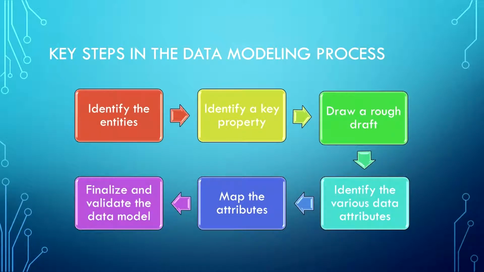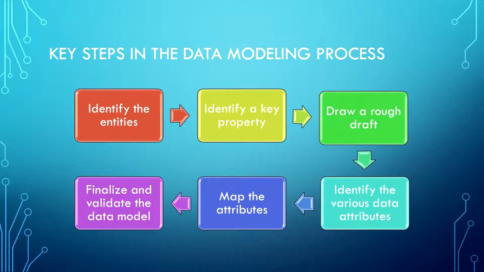There are steps in which data modeling is processed. The first step is to identify the entities or business objects that are represented in the dataset being modeled. Secondly, identify a key property for each entity so you can differentiate between them in the data model. The third step is to draw a rough draft of an entity relationship model to show the connections between entities.